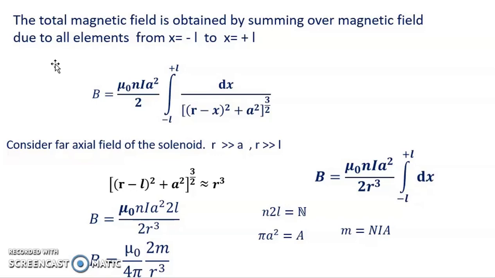And we know the magnetic moment m is equal to N i A. Substitute for capital N there, and instead of pi a squared you write A there, and in the denominator you multiply by pi. Finally, we get B is equal to mu0 by 4 pi into 2m by r cube. This is the magnetic field intensity on the axial position of a solenoid if the size of the solenoid is very small. In the case of a bar magnet also, the magnetic field intensity on the axial position will be mu0 by 4 pi into 2m by r cube.